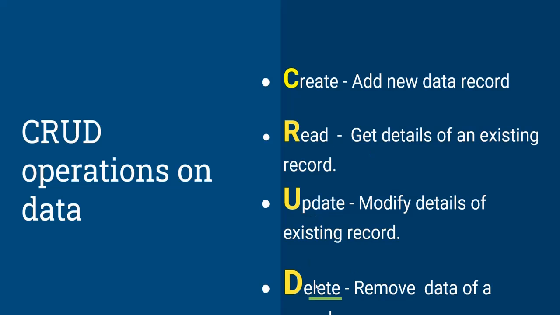Now if you want to remove a friend's mobile number from your mobile, what you will do is just directly click on that contact and delete it, right? So that is nothing but a delete operation. So delete will remove the data of the record.